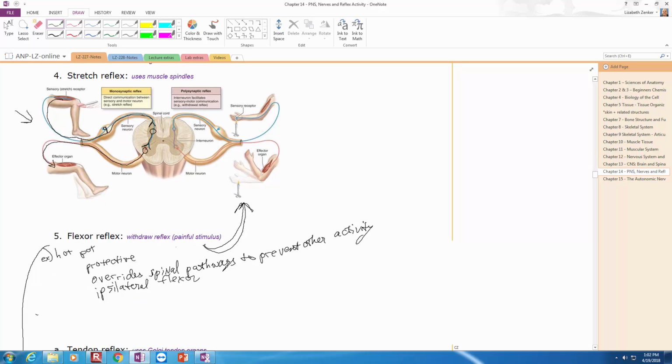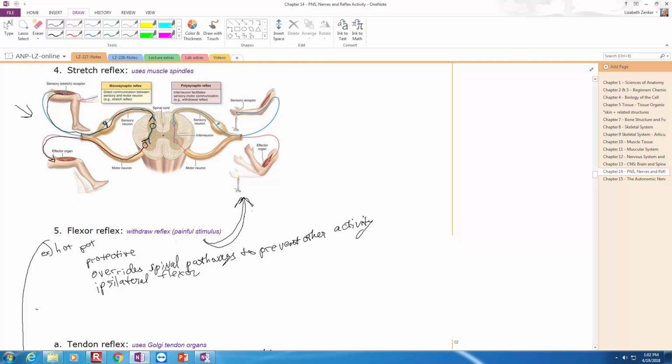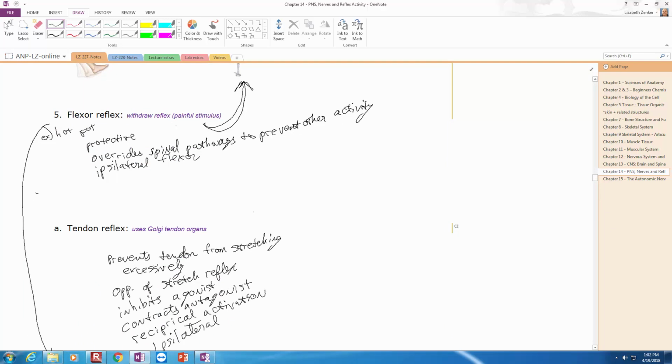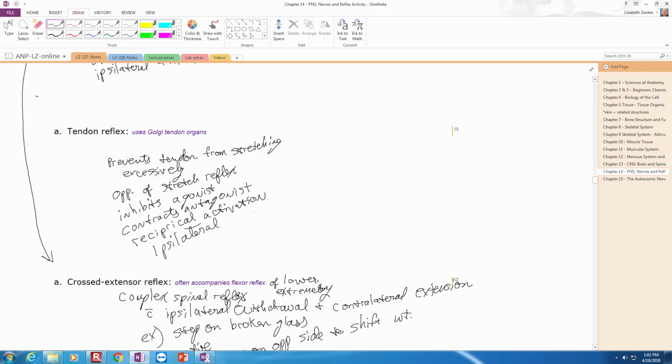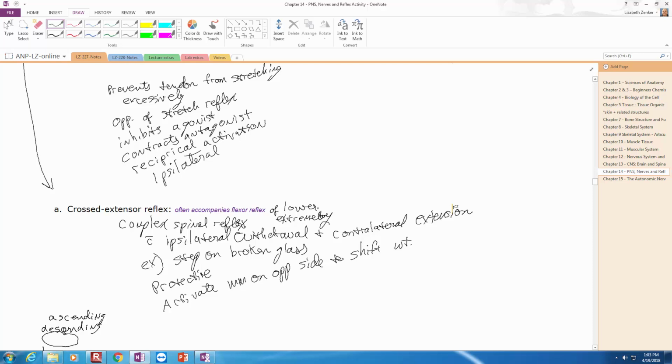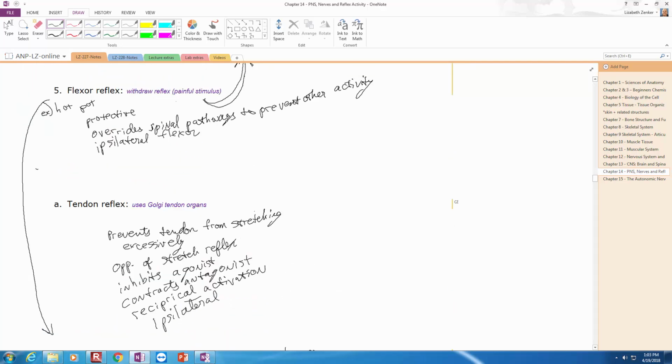So you would yank your hand back, thus flexing your arm. That's why it's called the flexor reflex. And then we have a tendon reflex, which uses the Golgi tendon organs, preventing the tendon from stretching too much. And then we had a crossed extensor reflex, which incorporates part of the flexor reflex, because when you step on something, you yank that foot out of the way, but you've got to have the other side of the spinal cord respond so that you can put weight on the opposite side of the lower extremity.